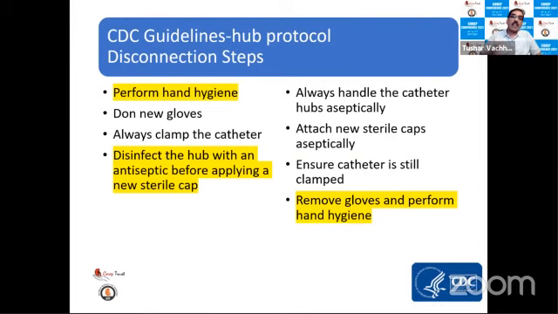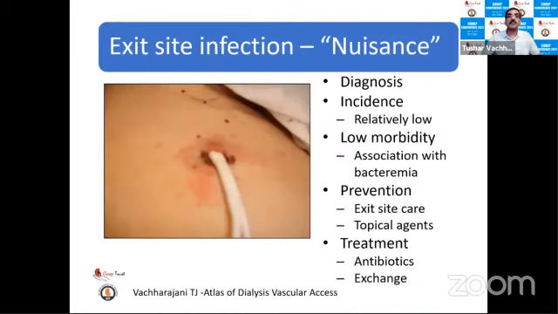Wear gloves, clamp the catheter, again disinfect the hub, and apply a new cap. So it's equally important that both connecting and disconnecting the catheter from the dialysis tubings, and then capping it, should be performed with a protocolized sterile technique.